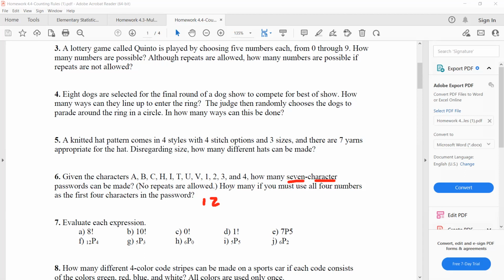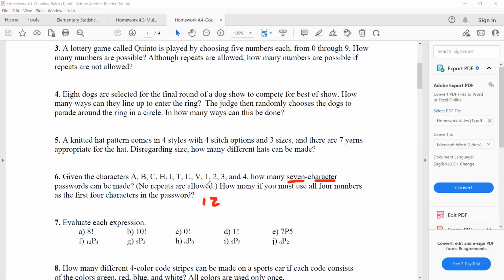And we're making a 7-character password. We can't repeat anything. So one of the ways to think about this is to think about having 7 slots to do something in. And for the sake of our purposes, the different orders of the characters would make a different password, obviously. So order matters here.